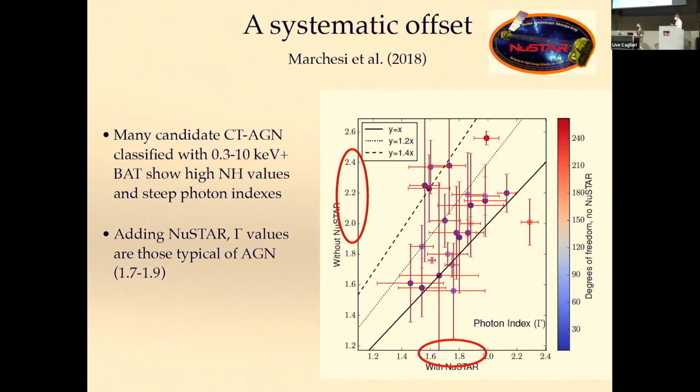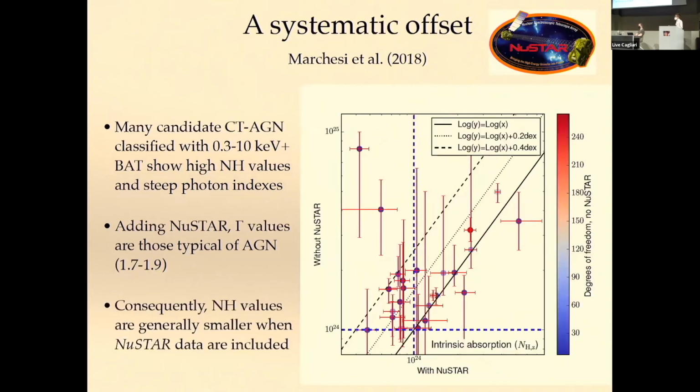Since the photon index and the NH are correlated, the effect is that a lot of sources are reclassified from Compton thick to Compton thin. Again, here is a plot of, on the y-axis, the line of sight column density without NuSTAR, on the x-axis with NuSTAR. The Compton thick threshold is the blue dashed line, the black solid line is the one-to-one trend. A lot of sources that moved to the left are sources that have been reclassified.